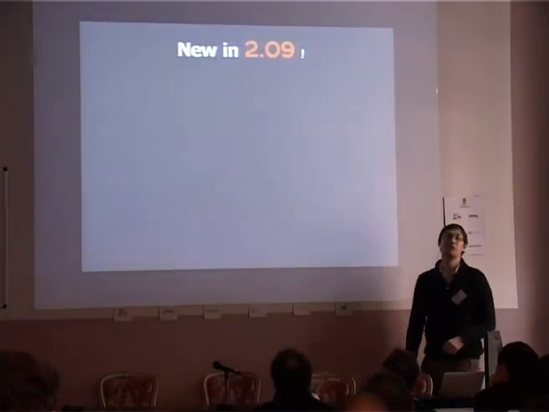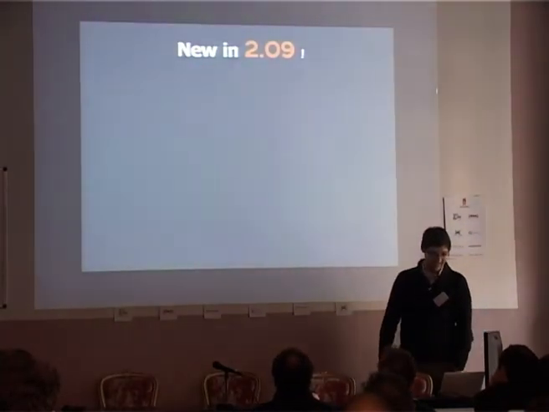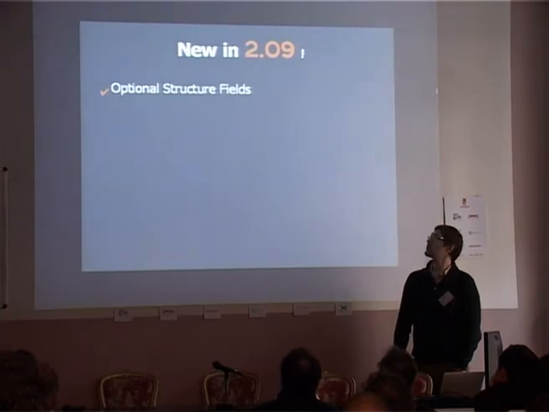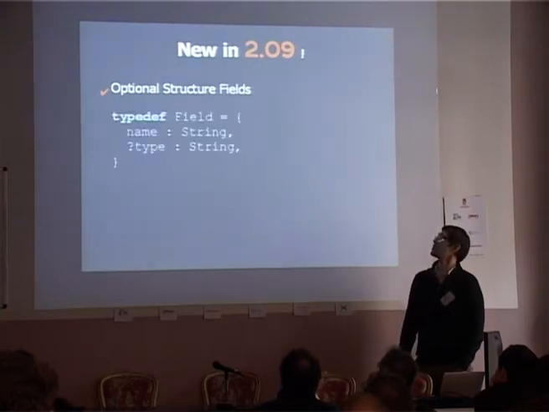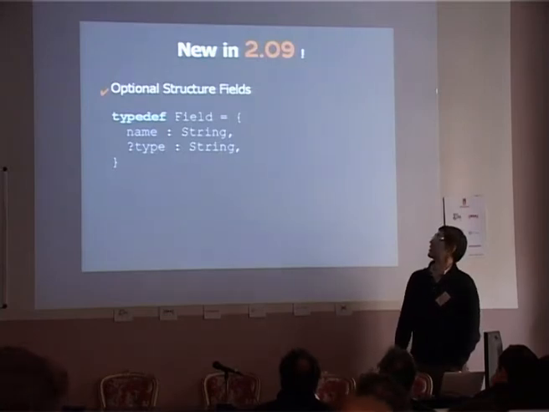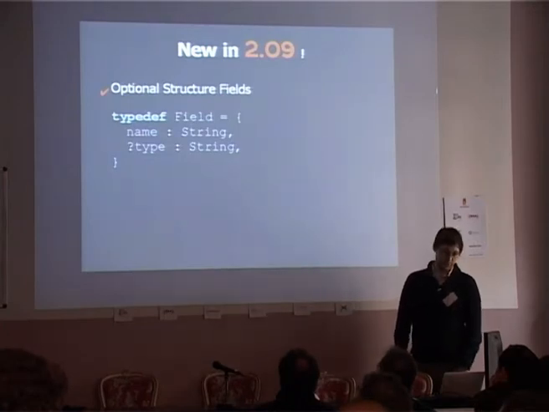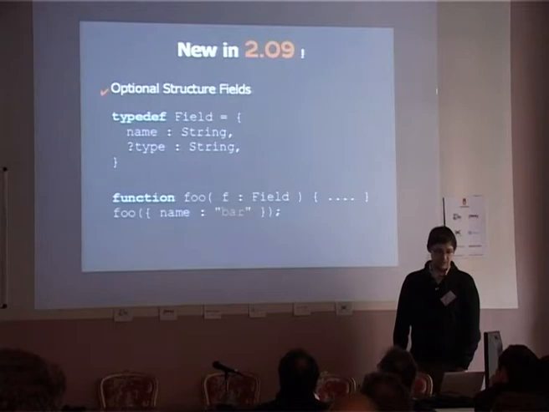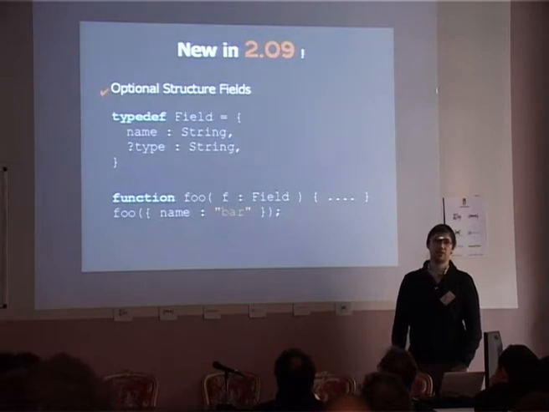Okay, that's not all. We still have a lot of slides to go. So, one of the things we have in 2.09 is optional structure fields. Basically, when you declare a structure such as this one with two fields, you can have optional fields. You just add a question mark in front of the name of the field. And what it does is that when you specify a function that takes a structure, you can omit the optional fields, and it will still compile well.